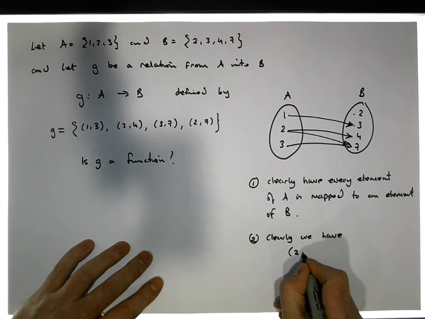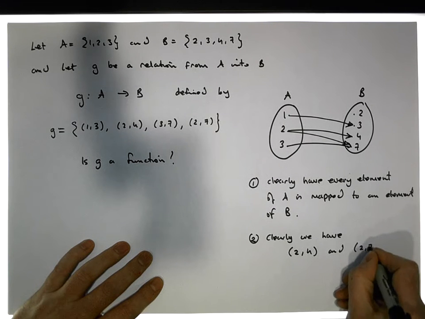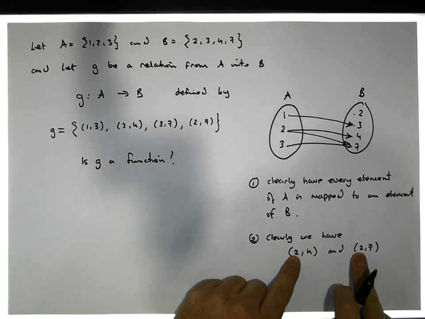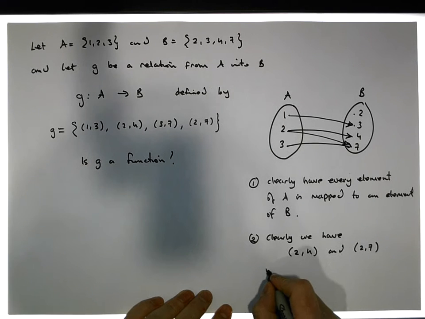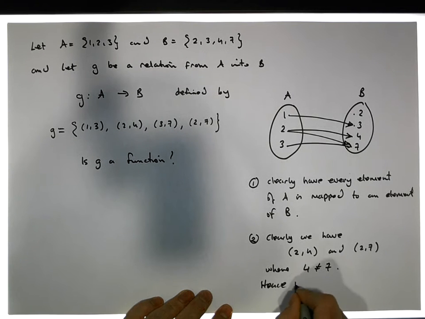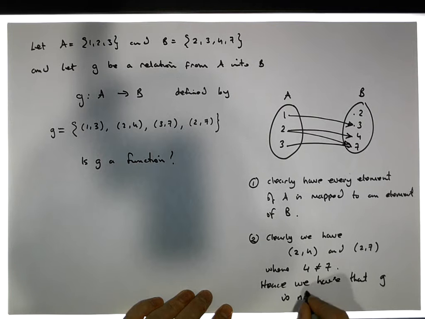2 is mapped to 4, and we have 2 is mapped to 7. So we have a situation where the same element in A is mapped to different elements in B. Clearly we have this situation here where 4 is not equal to 7. So hence we have that G is not a function, if that makes sense. Okay, so G is not a function.